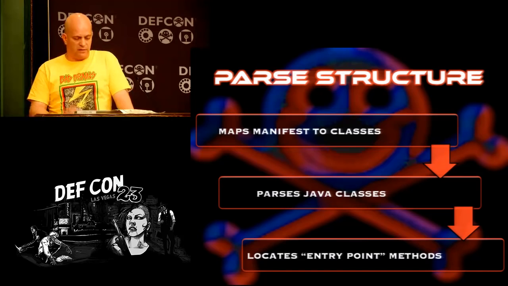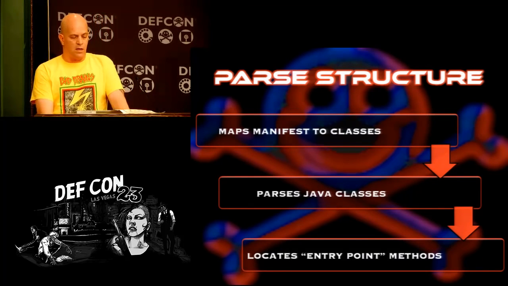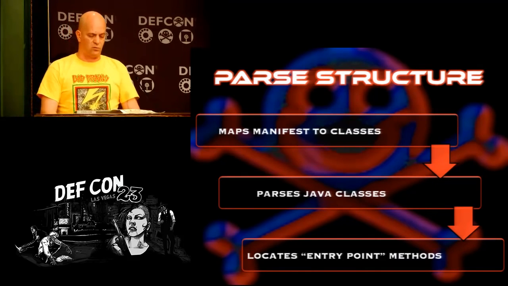Now that we've covered the basics, let's go over what makes QARK unique. Unlike some Android security tools we've seen, QARK doesn't stop at the manifest. Once we've defined the attack surface, QARK begins trying to tie it all together. It takes the information from the manifest and then finds the classes which map to the vulnerable components.